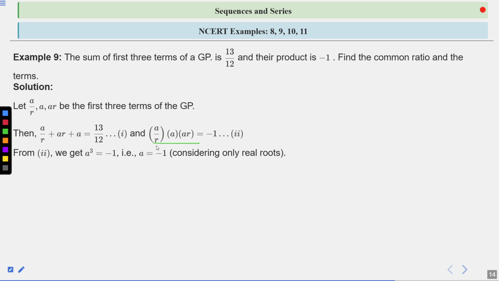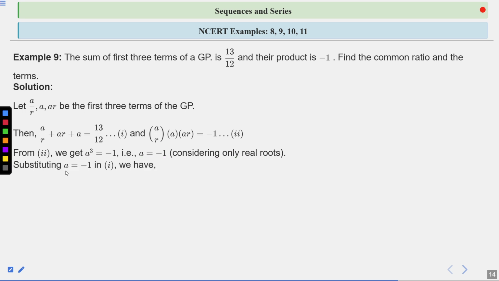Now from the second equation, observe that R can be easily cancelled. You are only left with A. So A cube is -1. Now just solve for A. One value, you can easily say, is that if A is -1, then this is satisfied. So one solution is -1. We are considering only real values. Simple. Now we have our A value as -1.